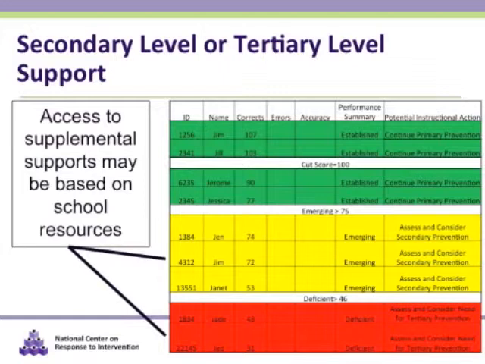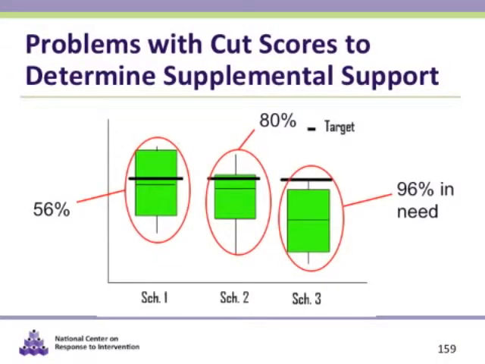So it's a little more difficult to establish how we're going to do our staffing and how we're going to do interventions if we're unsure about the number of kids that will be served in secondary and tertiary. Some people may choose to say, well, any kid who falls below our cut score, that's who we're going to give supplemental support to. Well, let's look back at the example that we showed earlier.